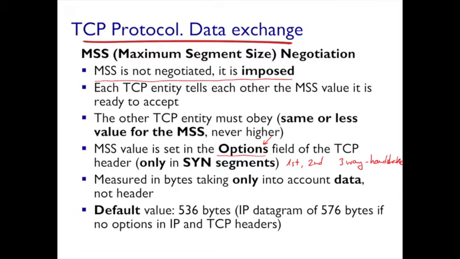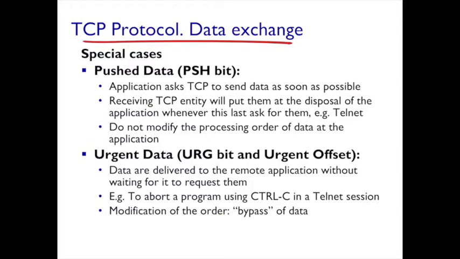Okay, and this segment size is referred to data. Don't take into account any header. So default values, for example, 536 bytes for an IP datagram of 40 bytes more, 576 bytes. This could be a default example value for the MSS.